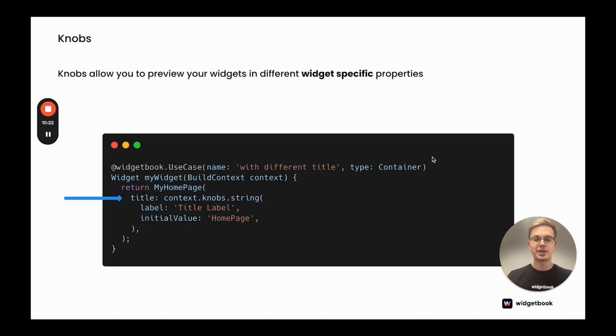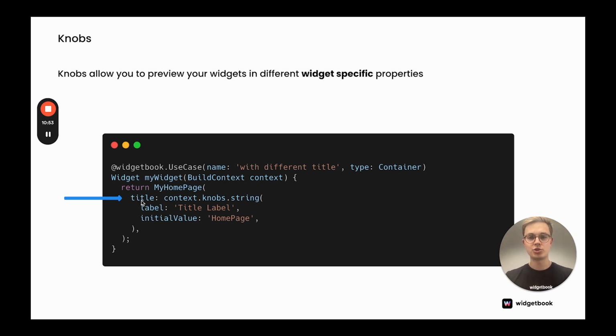The next feature we have in Widgetbook are our knobs. And the add-ons, as we mentioned, allow you to preview your widgets in different global properties, while the knobs allow you to do the same for widget-specific properties. So what you do with widgets in Widgetbook is when you are returning them, you need to mock the required parameters. So for the homepage, in this case, the required parameter is a title.